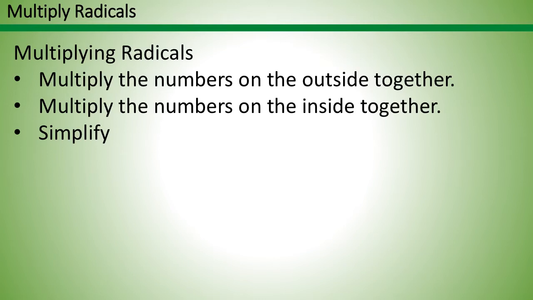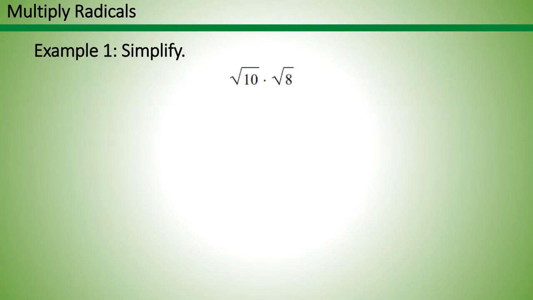So you can only multiply numbers if they're both on the outside or if they're both on the inside. And then if you end up with a radical that needs to be simplified, you need to do that. So let's check out some examples of that.